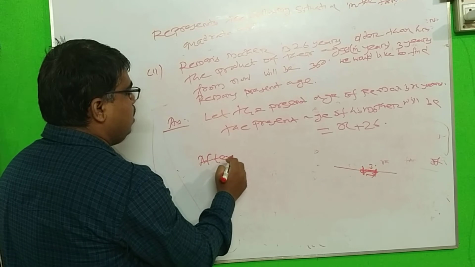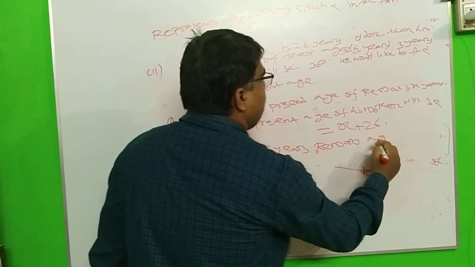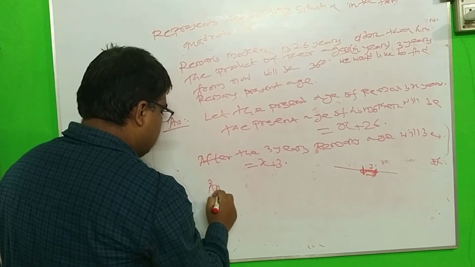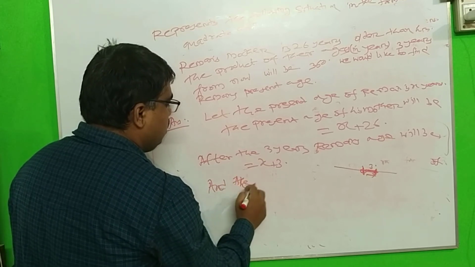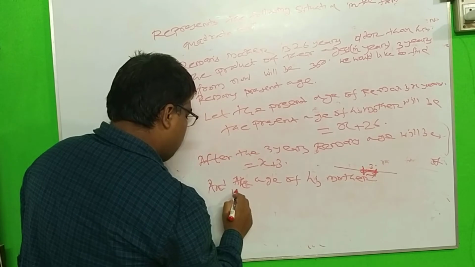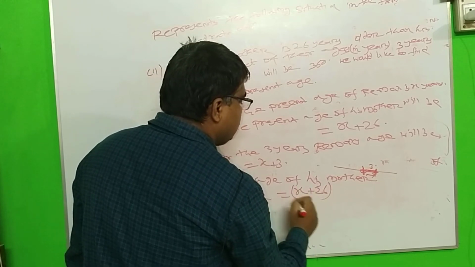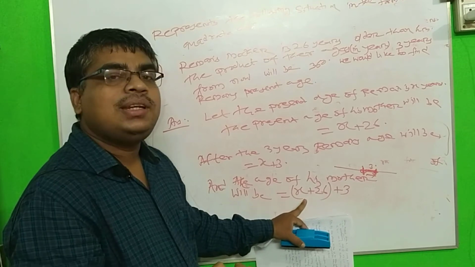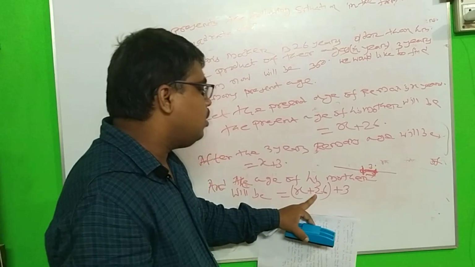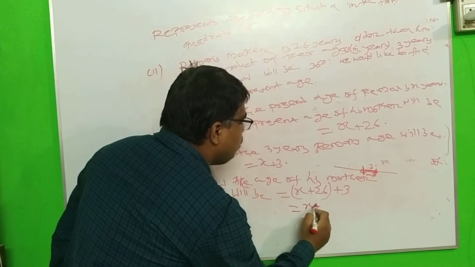After the 3 years, Rahman's age will be x plus 3, and the age of his mother will be x plus 26 plus 3, since the present age of his mother is x plus 26, and after 3 years this age will be x plus 26 plus 3, that is x plus 29.